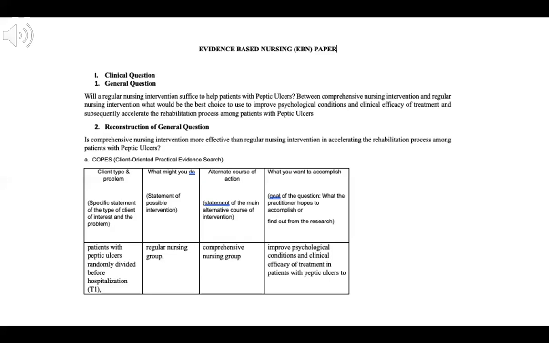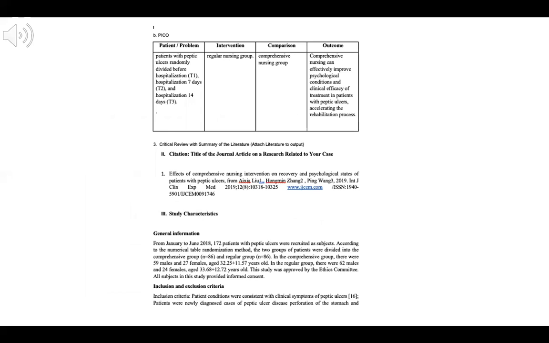Okay. There is also another format in the next slide. So aside from COPES, we can also use the PICO format. P is for patient or problem. I is for intervention. C is for the comparison. And O is for the outcome.